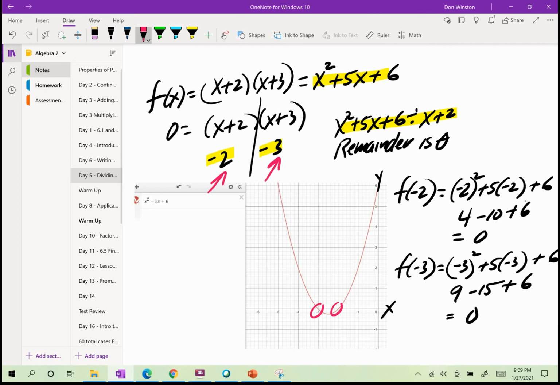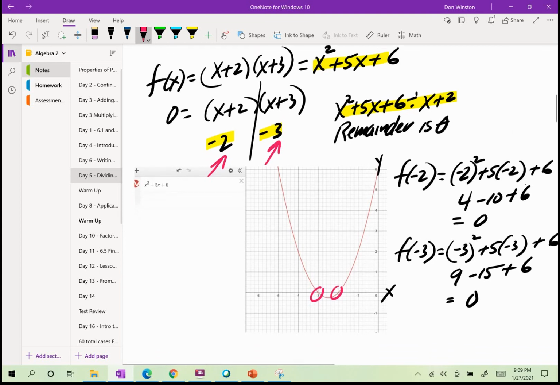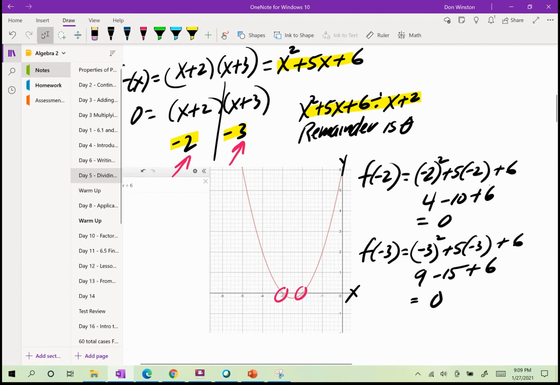So one way we can determine whether x plus 2 or x plus 3 is a factor of x squared plus 5x plus 6 is to do long division of polynomials, and if we get a remainder, then x plus 2 or x plus 3 is not a factor. Or we could just take the zeros of x plus 2 and x plus 3, which are negative 2 and negative 3. If I substitute those zeros into the polynomial and I get 0, then that means x plus 2 is a factor of the polynomial.